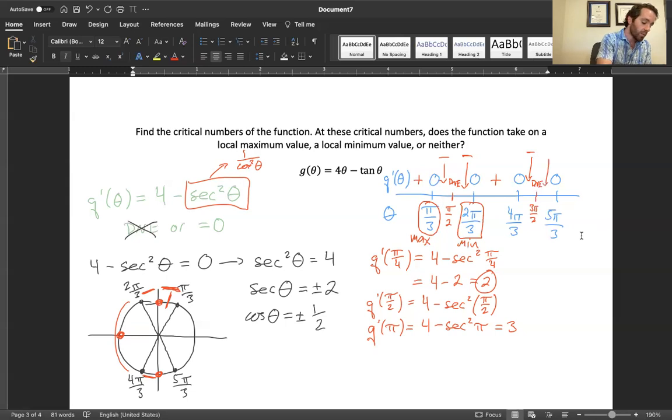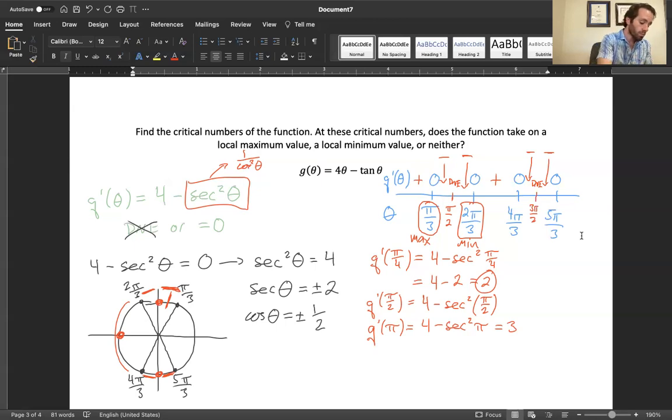And then for the same reason as before, over here, you've got 4 minus a big number. That likewise is going to be a negative value. So once again, jumping over the asymptote, you don't switch from negative to positive. The function is decreasing on both sides of the asymptote.